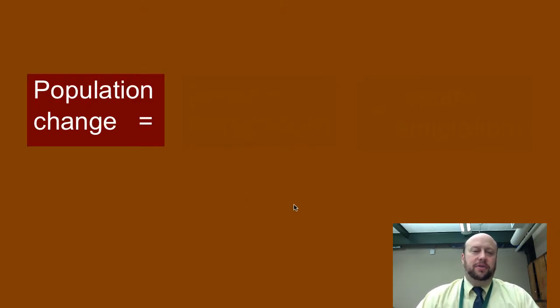This next slide, we have an overall equation for population and population change. And so that equation is going to be here. You need to keep this in the back of your mind, not just now, but when we talk about human populations a little bit later on. So population change basically depends on four variables.